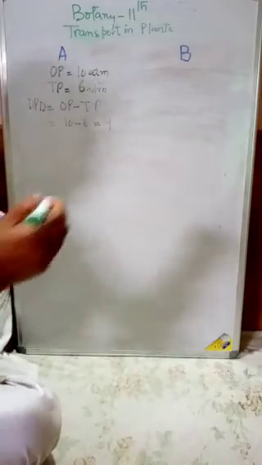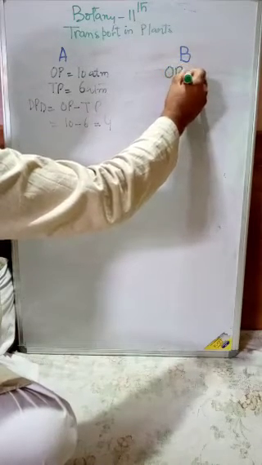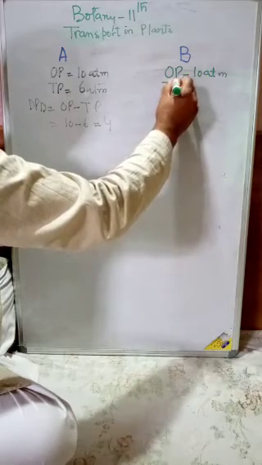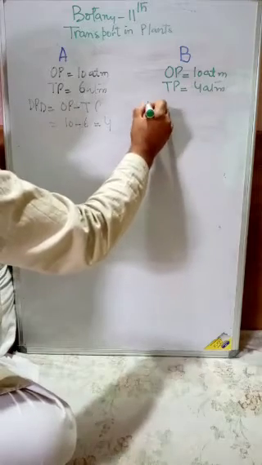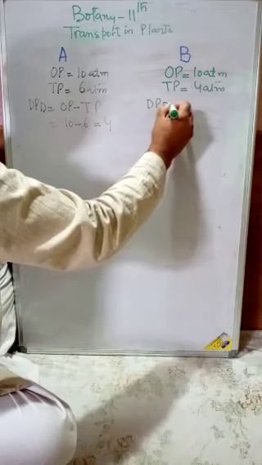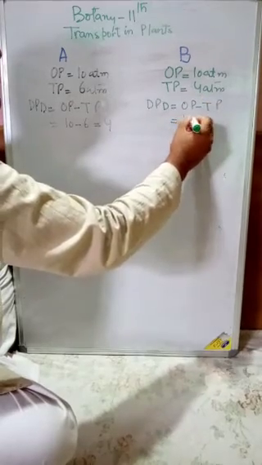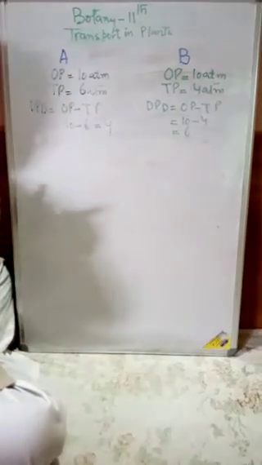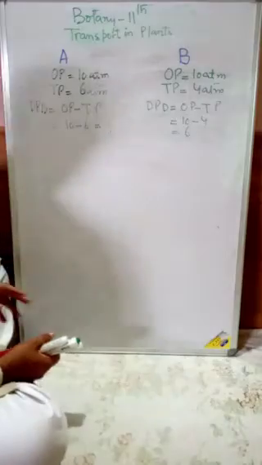Now take the case of another cell. Here also OP is equal to 10 atmospheres, turgor pressure is equal to 4 atmospheres. And now what will be the DPD? DPD will be equal to OP minus TP, that is equal to 10 minus 4, that is equal to 6. So what will be the flow of water? Where will the water go from and to?